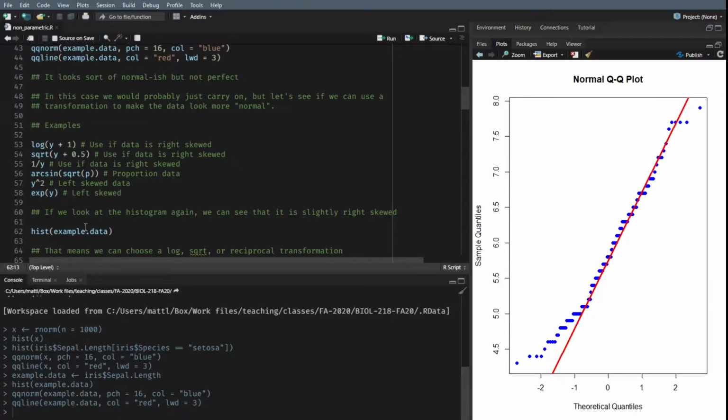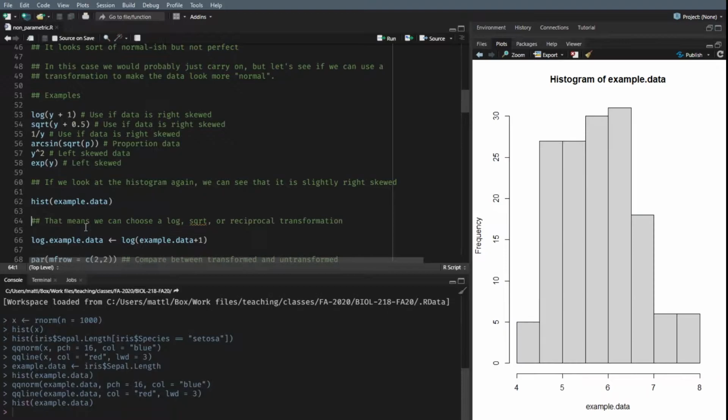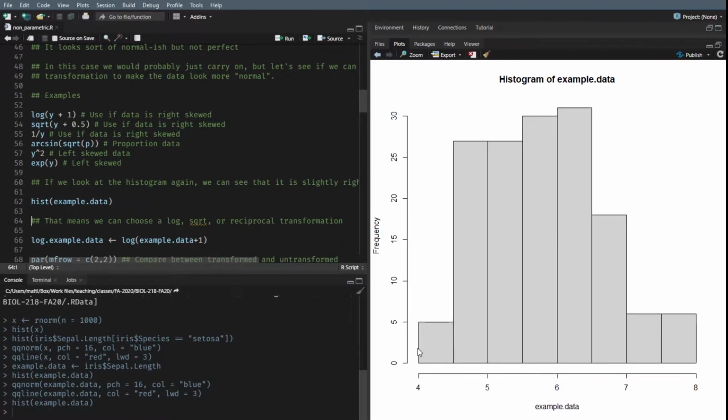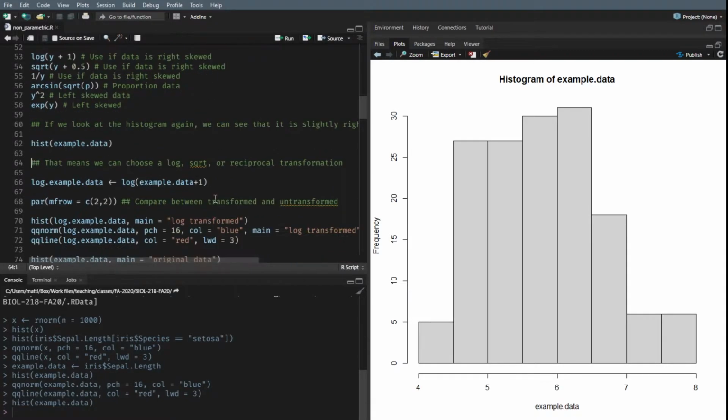So let's take a look at our histogram again of the iris data. And as I said, it looks a bit right skewed. So we can try to use one of the transformations, see if we can make it look a little bit more normal. So first, let's try the log transformation. So the log transformation is simply the log of all of your samples plus 1. So here it's the log of example.data plus 1. And we can run that.